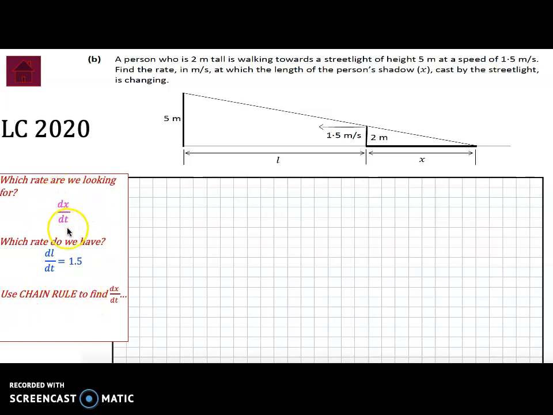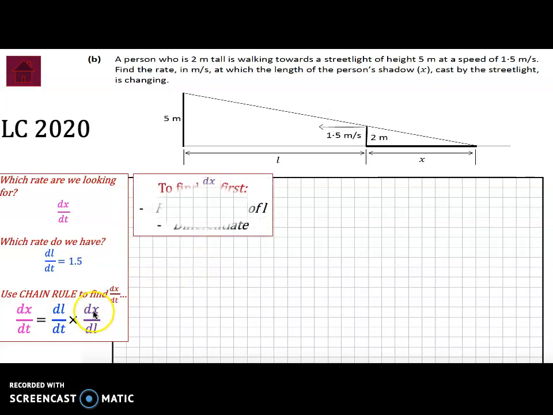We now use the chain rule to find this. If we're looking for dx/dt, and we have dL/dt, what can we multiply this by to give us this? The answer is dx/dL. Why is that? Just by simple rules of fractions, if I multiply this by this, the dL's will cancel, and I'll be left with dx/dt. So if I can find this, then I can find this.